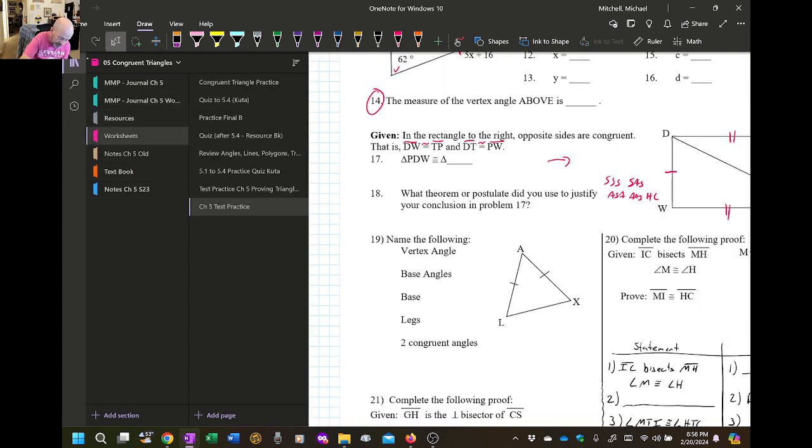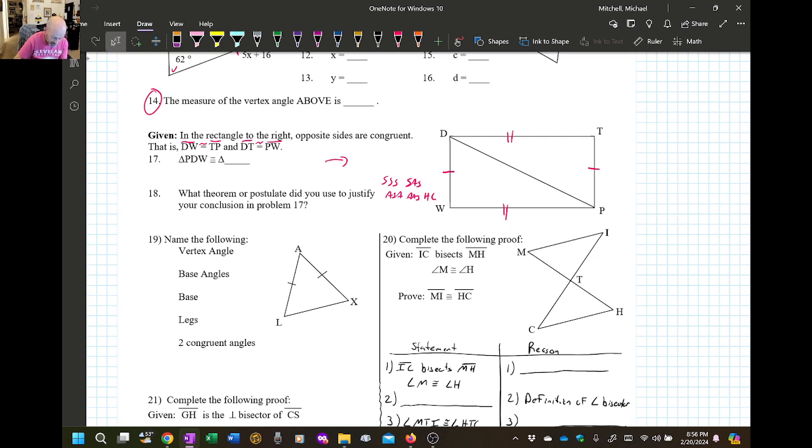Worksheets, tests, practice. So that's where you're going to name these. That's all that stuff from 5.4, just going in there, using it. Name your vertex angle, your base angles. What's my base? Remember, the base is a segment, so that's going to be something like MI.